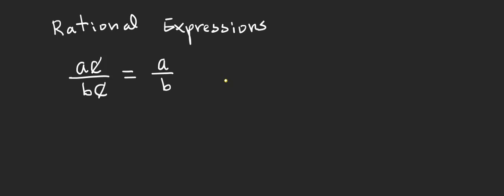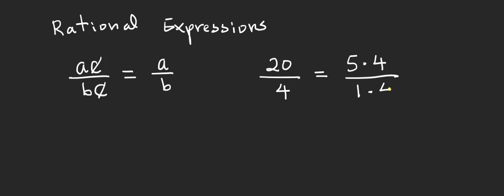For example, let's first try a simple fraction problem. Let's say you have 20 over 4. Well, 20 over 4 is the same thing as 5 times 4 over 1 times 4. So the 4 will cancel out, and you get 5 over 1, which is 5.